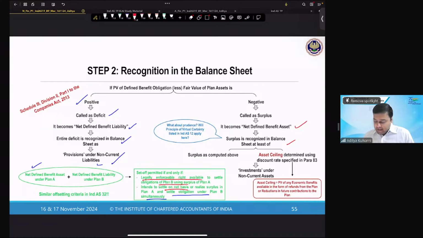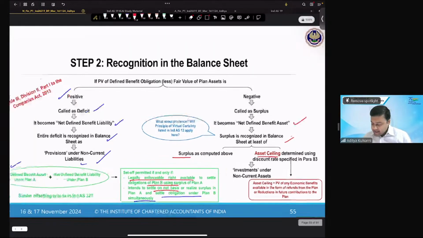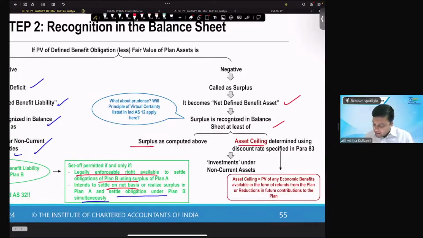It will appear at either the surplus as computed above, surplus as computed जो हमने किया defined benefit obligation minus plan assets, straight away that figure, and it will be restricted to asset ceiling. It will be restricted to asset ceiling. What is asset ceiling? Asset ceiling is the present value of economic benefits available in the form of refunds from the plan or reduction in future contributions to the plan.